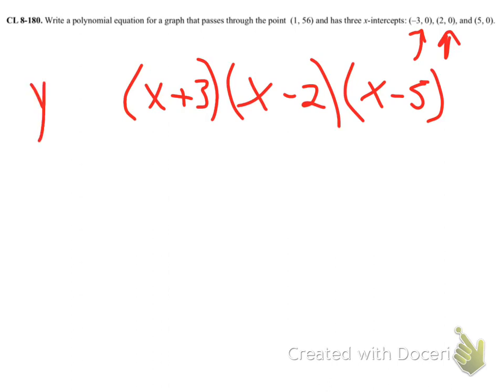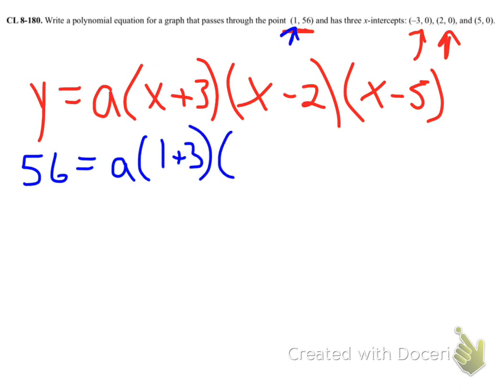So I have y equals this, but in order to make sure that it passes through this point, I need to make sure my stretch factor is correct. So I have to have an a value out front. I now use my coordinate point, and I substitute it in. So 56 was the y value from that, equals whatever my stretch factor is, and now my x values, again, are 1. So 1 plus 3, 1 minus 2, and 1 minus 5.